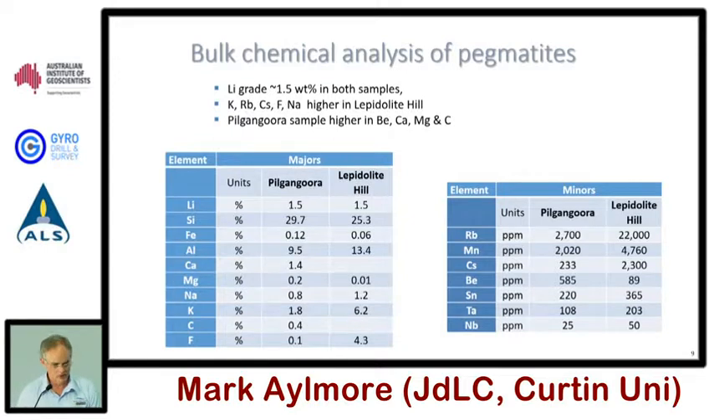Like all bulk analysis, you need some chemical analysis of the samples, and this illustrates, in this particular case, that the lithium grade is pretty similar despite being different ore bodies. The lepidolite is made up of mainly potassium, rubidium, cesium, fluorine, and sodium, whereas the Pilganora sample is high in beryllium, calcium, magnesium, carbon, and a few other elements.